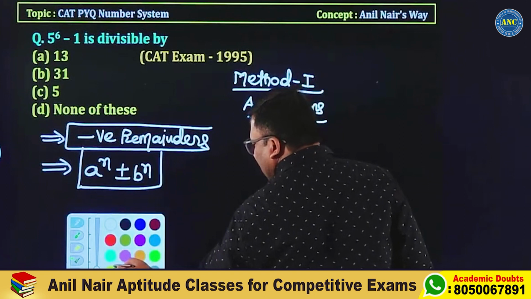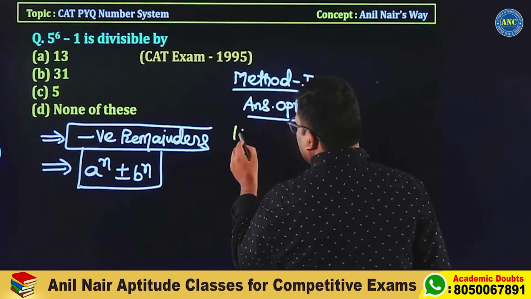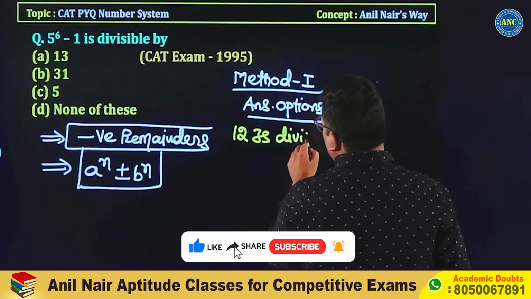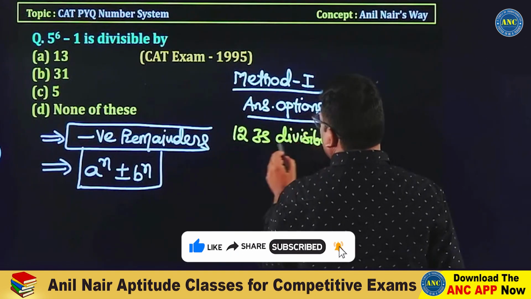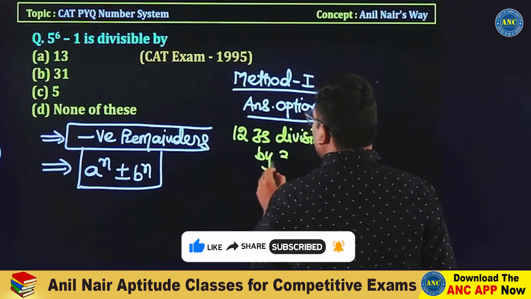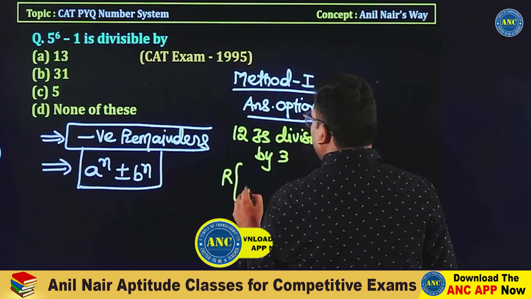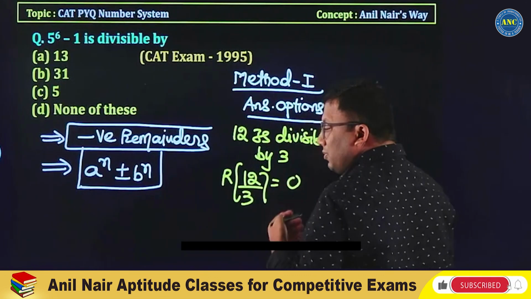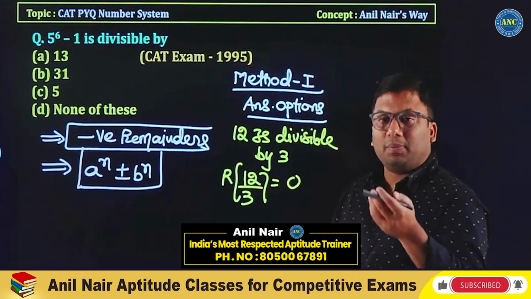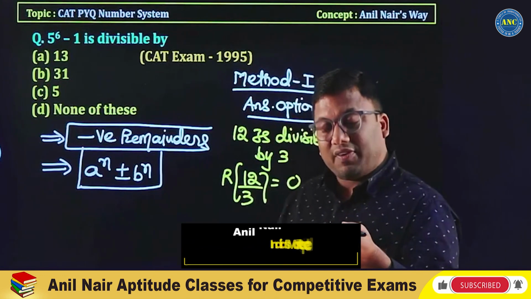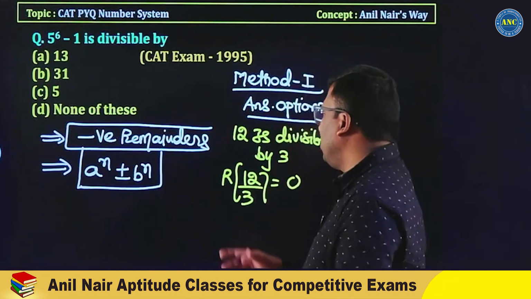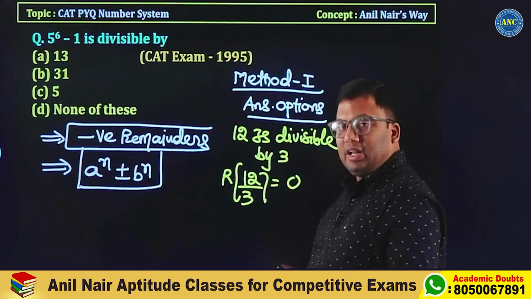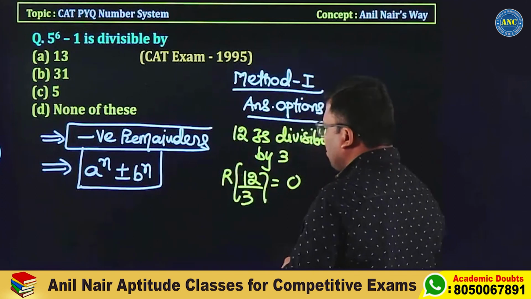Listen carefully, sir. If I say 12 is divisible by 3, can I say that 12 when divided by 3, remainder will be 0? 12 is a multiple of 3 or 3 is a factor of 12. When I say this is perfectly getting divided by this number, remainder it is 0. So we will use the first option.